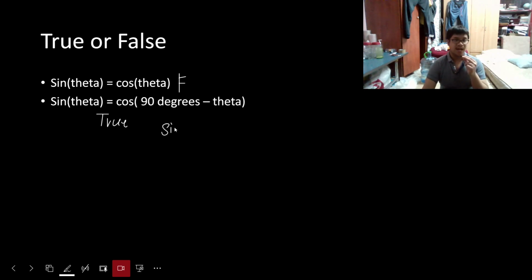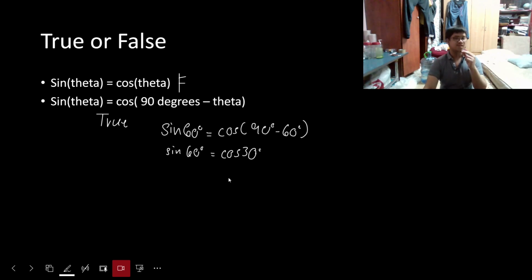Let's just say that I have sine of 60 degrees. Substituting 60 degrees as our theta, we will have 90 degrees minus 60 degrees. Now we simplify the right side because we can combine them, so we will have cosine of 30 degrees. Now we get the values. Sine of 60 degrees is square root of 3 all over 2, and cosine of 30 degrees is also square root of 3 all over 2. So they are in fact the same.